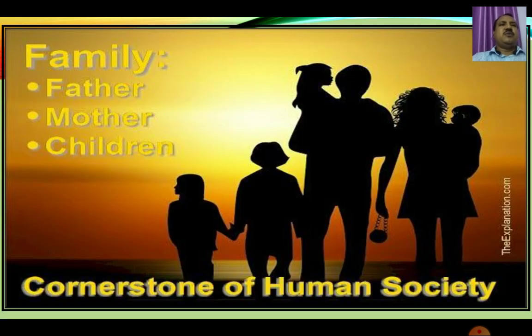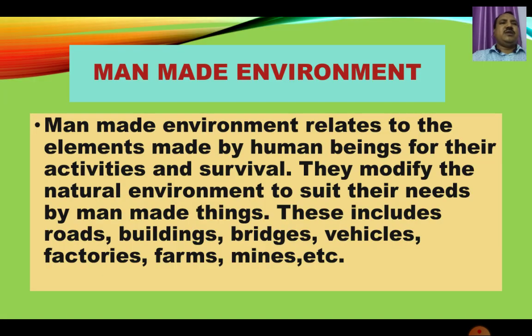In the human environment, we have our family. Who is there in our family? Our father, then mother, then our siblings, all our brothers and sisters. And in human society, the family is the cornerstone. Then the next is the man-made environment.